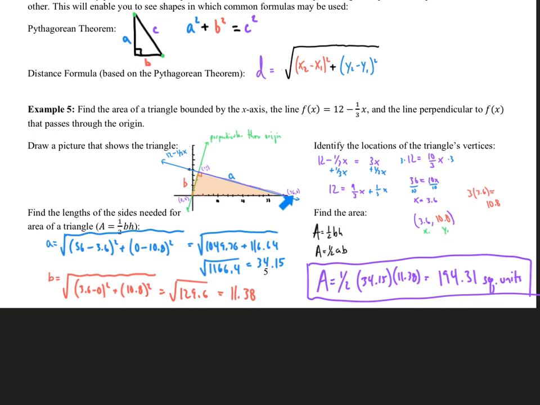x-intercept here. Another way I could have done that was make y 0, so I could have set this equal to 0, so 0 equals this, and then solve for x, just like you were doing in the last video, finding y-intercepts. So that's how I found that point. Distance formula, and then just plug that into the area formula for a triangle.